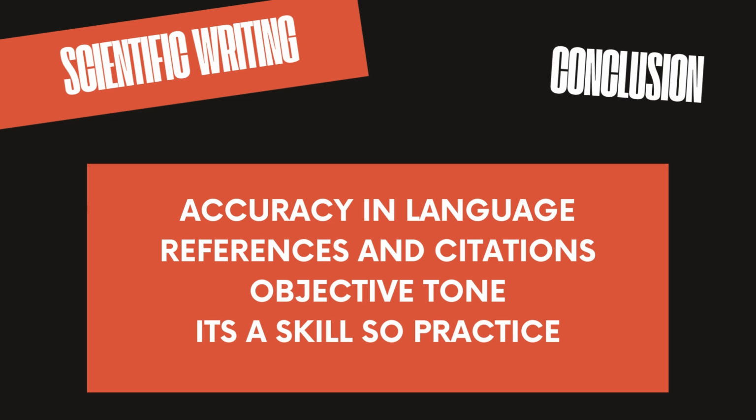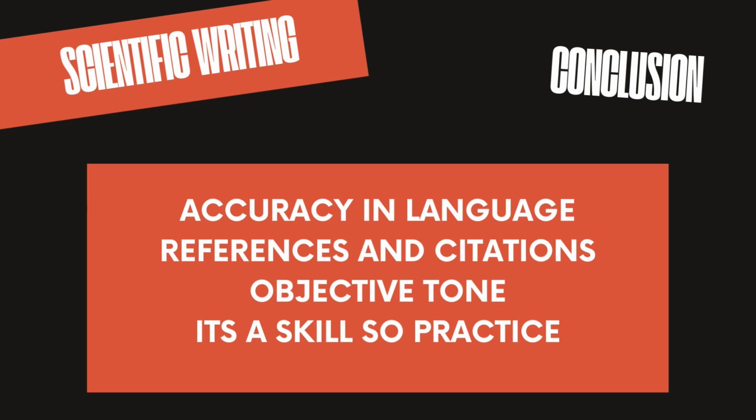Now let's talk about references and citations. Scientific writing is never done in isolation. Your work should always be built on existing research. Properly citing sources not only adds credibility to your paper, but also shows that you're contributing to a larger conversation in your field. For example, if you're writing about leadership theories, you'd need to cite foundational studies on transformational or transactional leadership. Citations aren't just about giving credit. They help situate your work within the academic community.